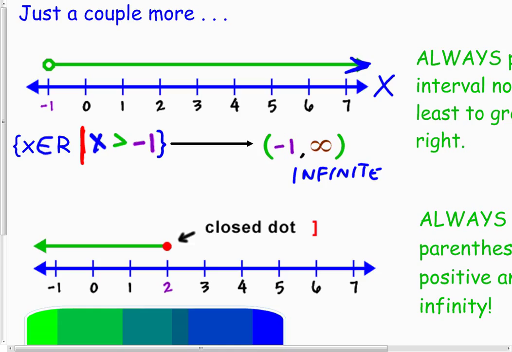This is not a point. This is the same as this right here. Instead of writing it this way, we're writing it this way. It goes from -1. How come I'm using parentheses and not a bracket? Open circle. Open circle goes with that. And for infinity, you always use parentheses.